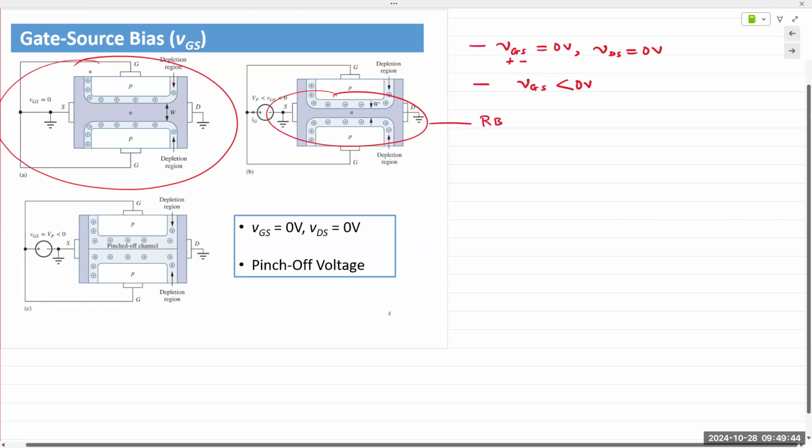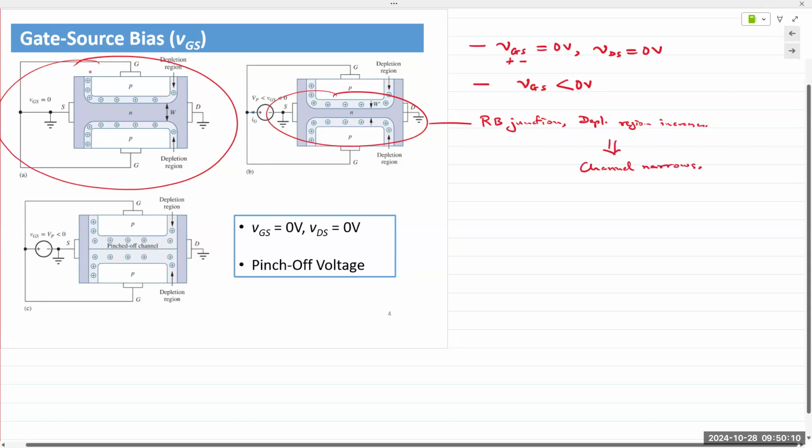So the reverse biased junction, and the depletion region increases. The depletion region increases, the channel narrows, the channel width decreases.